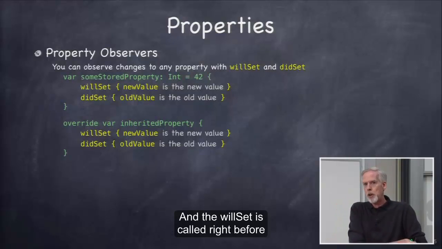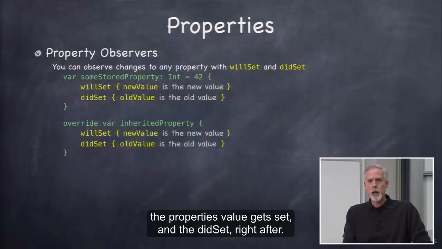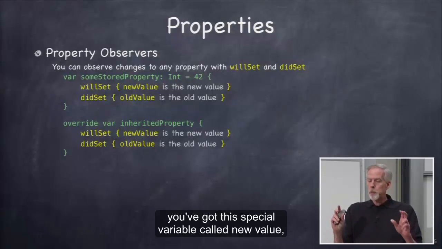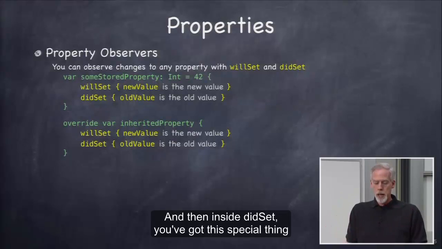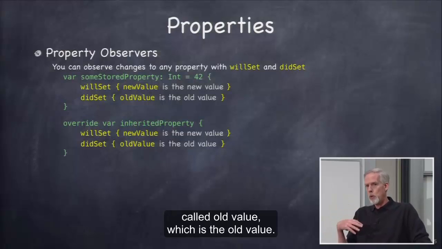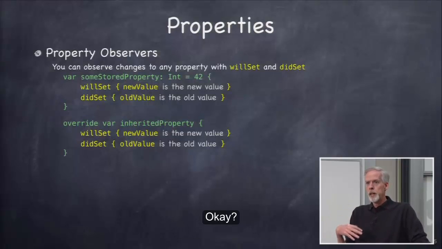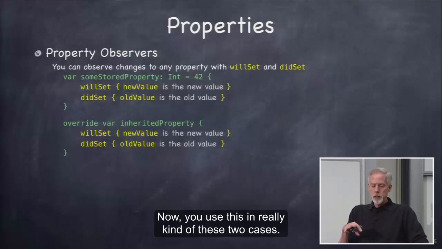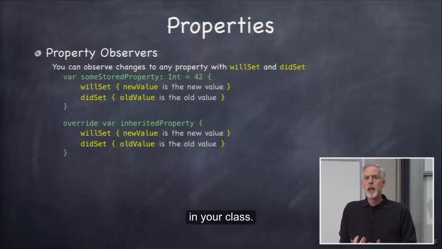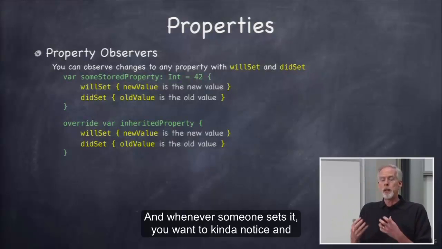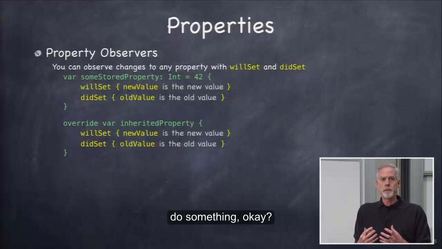So it's called a property observer because, with this code, I'm observing that this thing is being set. The willSet is called right before the property's value gets set, and the didSet right after. Inside the willSet, you've got this special variable called newValue, which is the new value that's going to be set. And inside didSet, you've got this special thing called oldValue, which is the old value. Okay? Now, you use this in really these two cases. One is you have a stored property in your class, and whenever someone sets it, you want to notice and do something, okay?